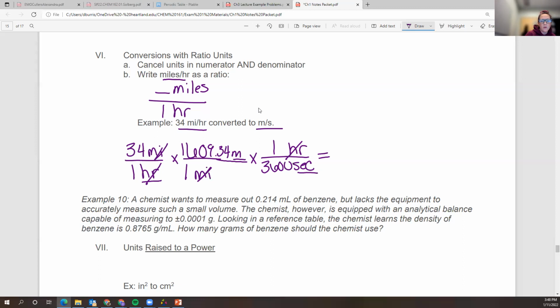Okay, and you can do this in any order. It doesn't matter because it's all multiplication and division. So now I'm going to do 34 times 1609.34 divided by 3,600. And I get that this is 15 meters per second.